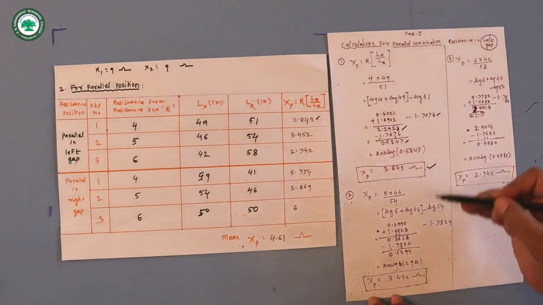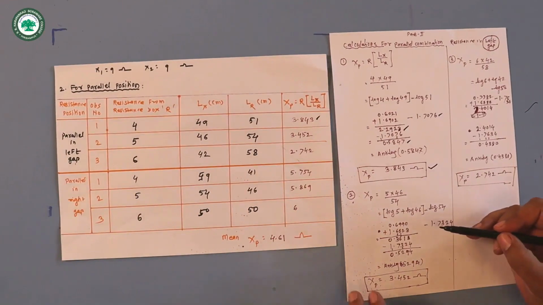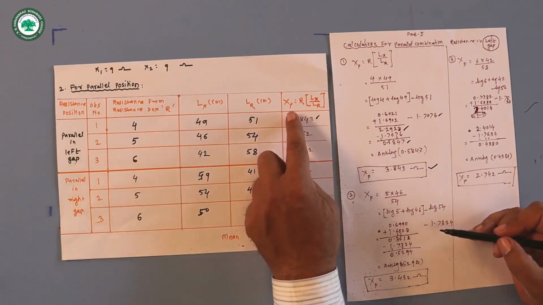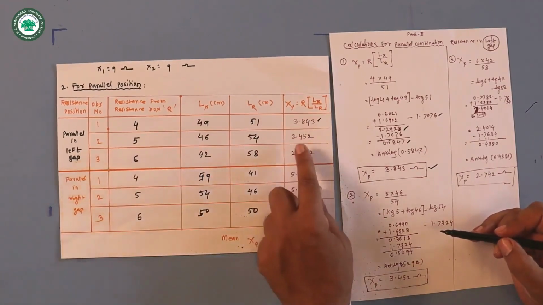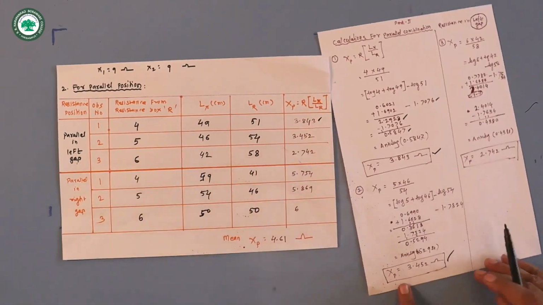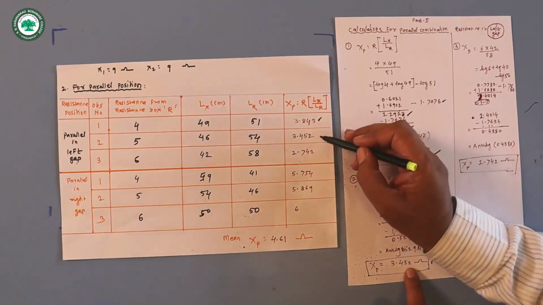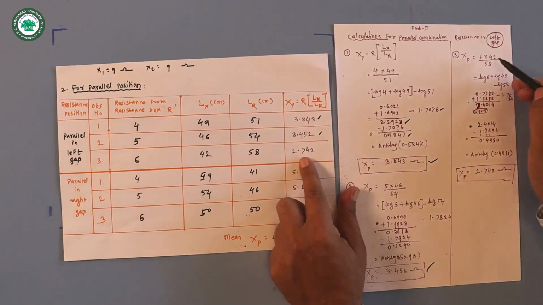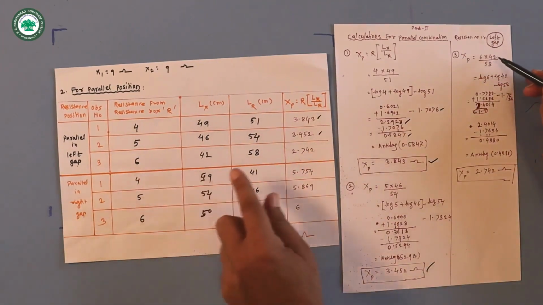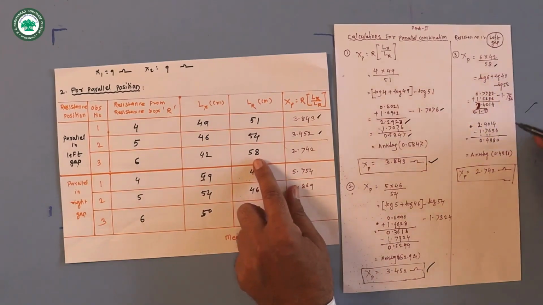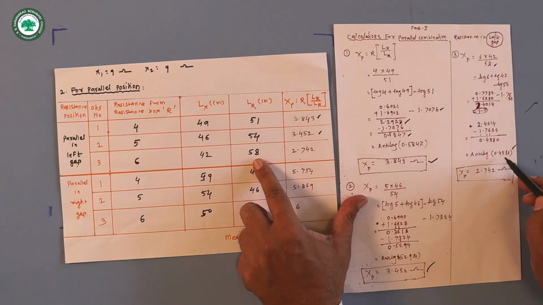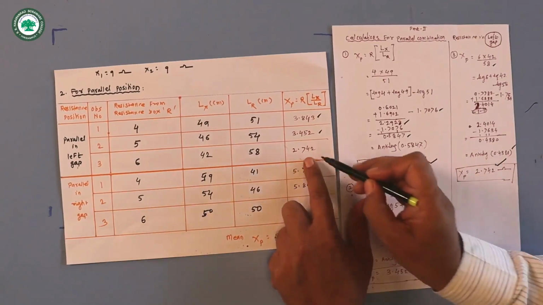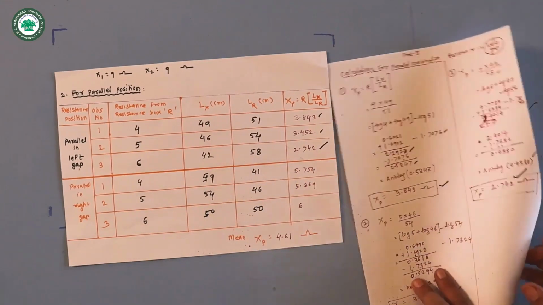Similarly, using a logarithmic table, we get the value of equivalent resistance for parallel combination XP for second reading, here 3.452. Now for third calculation, for third reading, that is 6, here 42 by 58. Okay, now the antilog of 0.4380 and get the answer 2.742 here, 2.742.